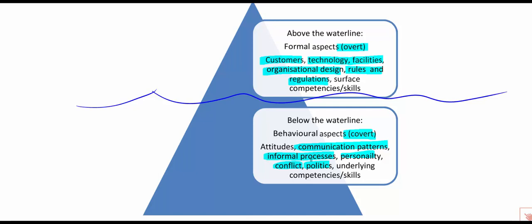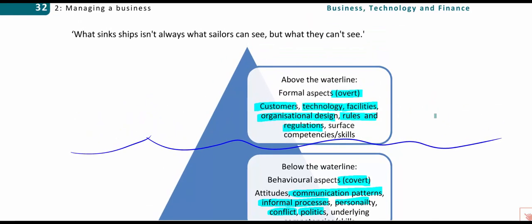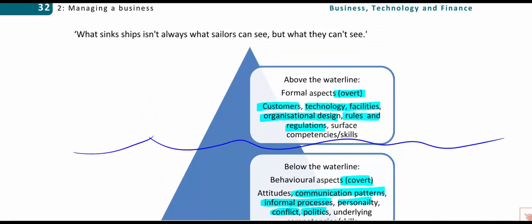So in order to understand completely what the organisation looks like, we really need to consider both these above and below the waterline aspects. And we've got a nice quote at the top there: what sinks ships isn't always what sailors can see, but what they can't see. So it's very dangerous just to focus on the overt aspects when you're considering how your organisation behaves.